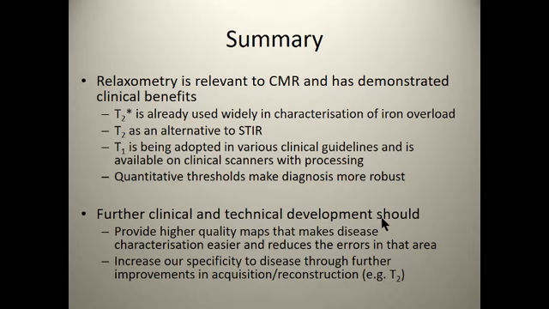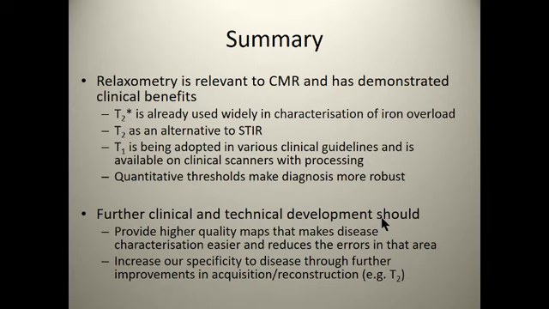relaxometry is very relevant to CMR, and it's already demonstrated some really wonderful clinical benefits. T2 star is widely used, and it's really for iron overload, and it can be used for monitoring and following patients up. And really, it's kind of a mature technology. It's not really clear where that could go. T2 is an alternative to STIR, and is shown to be very useful in this potential. And then T1 is being adopted in various clinical guidelines and is available on clinical scans with processing. So that's kind of perhaps the most advanced of the T1 and T2.